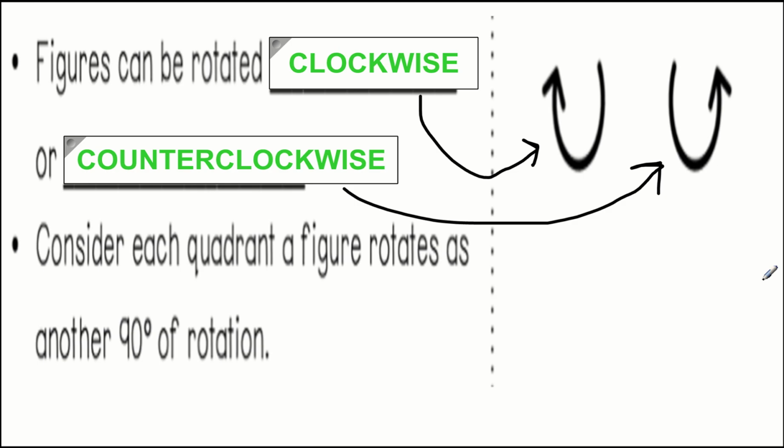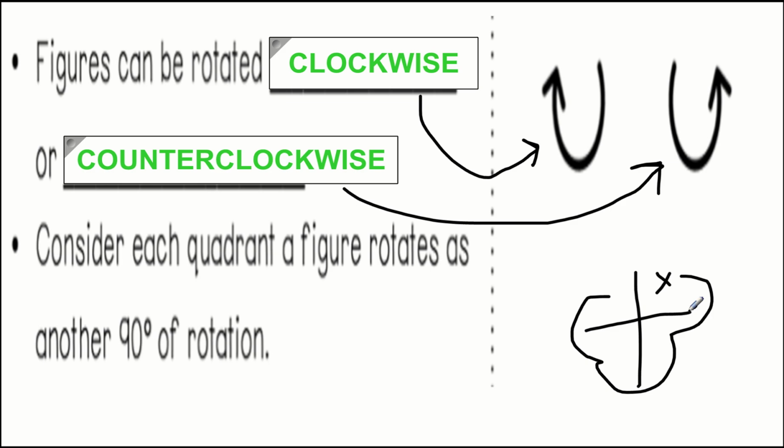Each quadrant is a 90-degree rotation. So if I've got my 4 quadrants, and I am starting up here and I go 90 degrees clockwise, that means I'm going 1 quadrant. If I go another quadrant, that's 180. If I go a third quadrant, that's 270. So each 90 degrees is going another quadrant, okay? Everybody count with me so far?